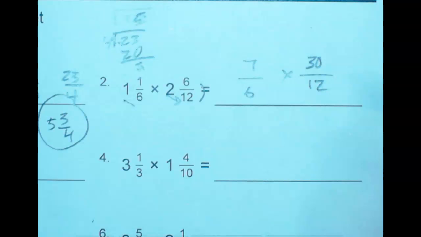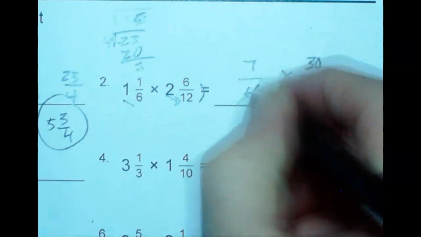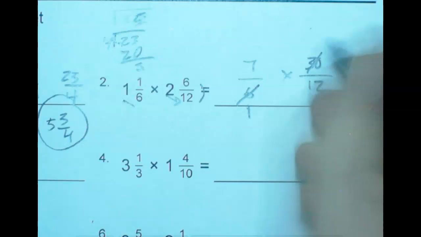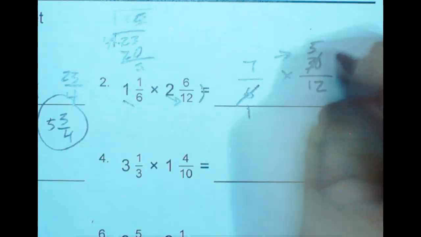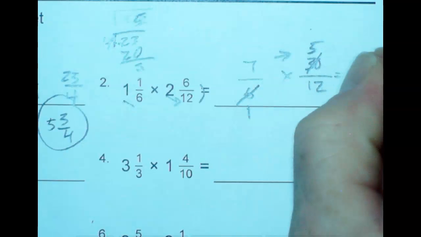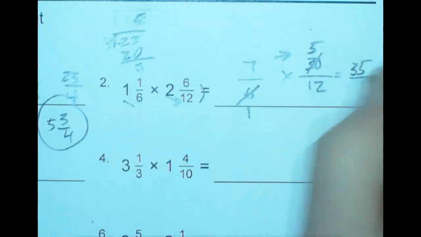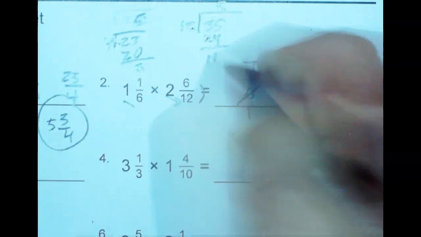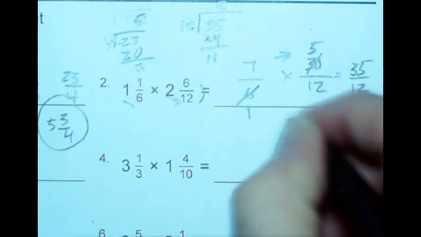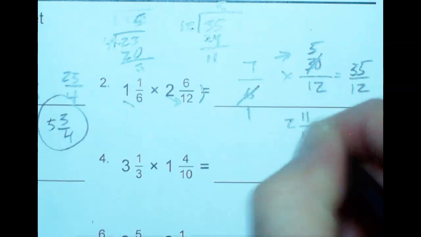Okay, I can't do anything with the 7 and 12, but I can divide by 6 here is 1. Divide by 6 here is 5. Multiply across, we've got 35/12. 35 divided by 12. It's going to go in there 2 times, which is 24. And you're going to have 11 left over, so it's 2 and 11/12.